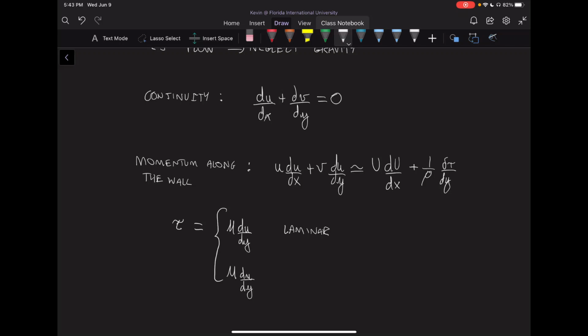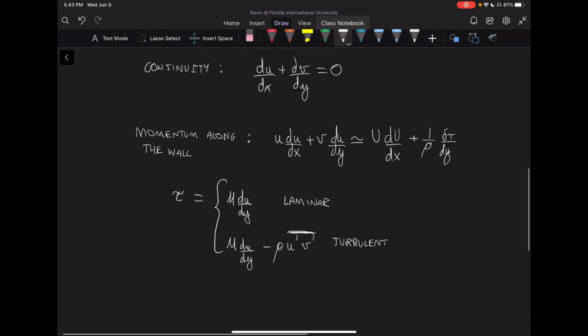we had actually derived it in our module 6 equations. So it's mu du dy minus rho times u prime v prime with a bar on top. So that's average u prime v prime, and this is for turbulent flow. And once again, you won't have to use these equations, but these are the basis for our flat plate boundary layer equations.